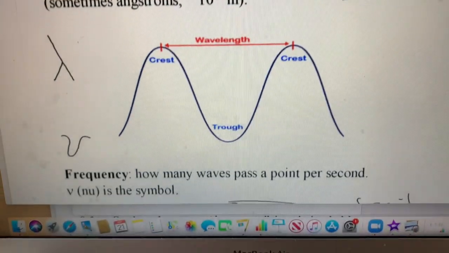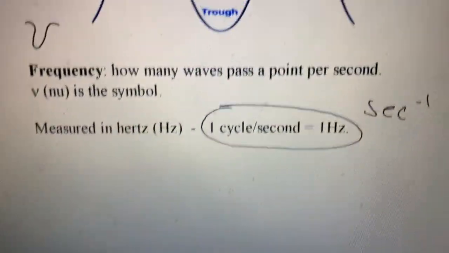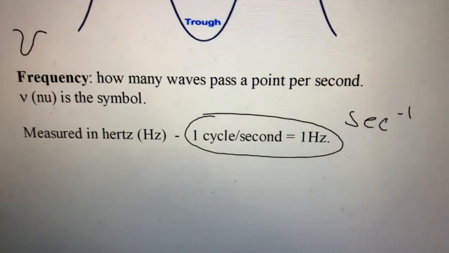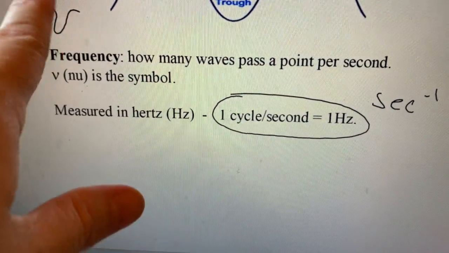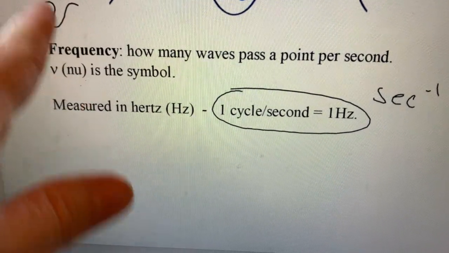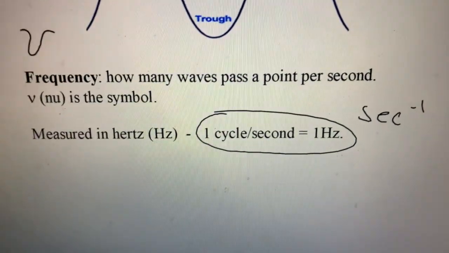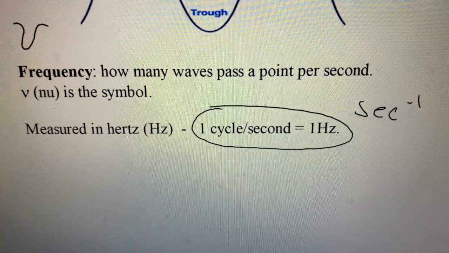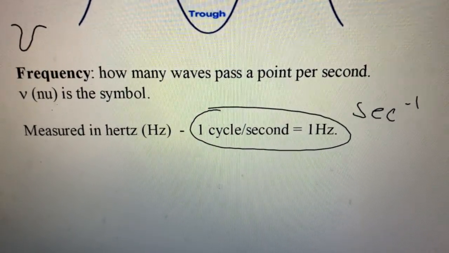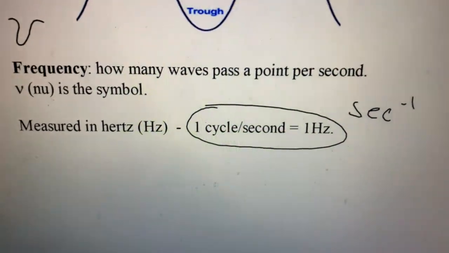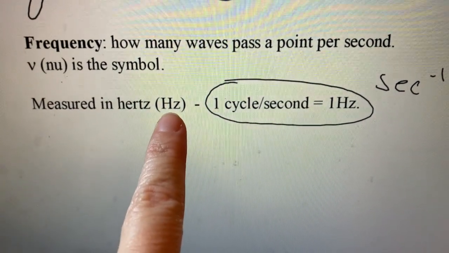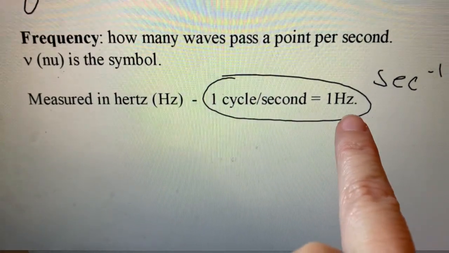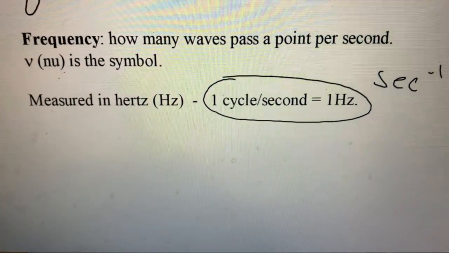All right, the next characteristic of a wave that you need to be familiar with is that of frequency. And frequency gets this little abbreviation. It's like a cursive V. It's the nu symbol, so a cursive V. Frequency is how many waves pass a certain point per second. So it's how often something occurs. It's a cycle per second. And that is called a hertz. All right. So 1 cycle per second is known as 1 hertz.